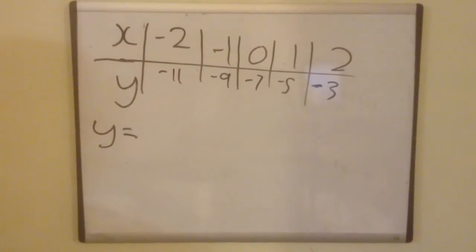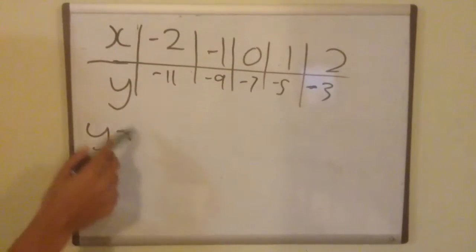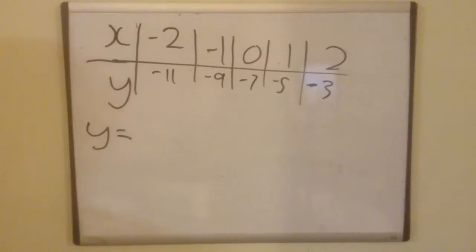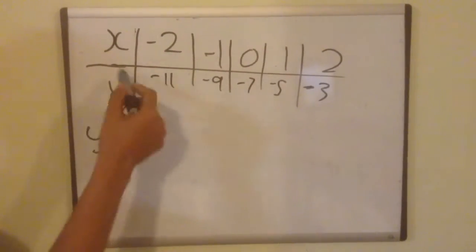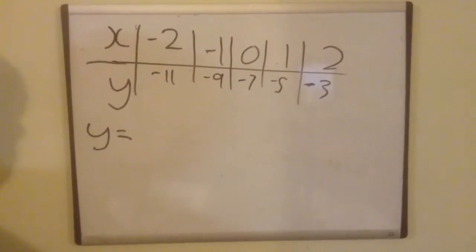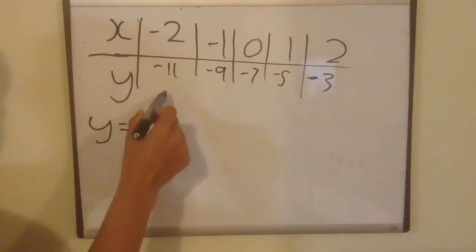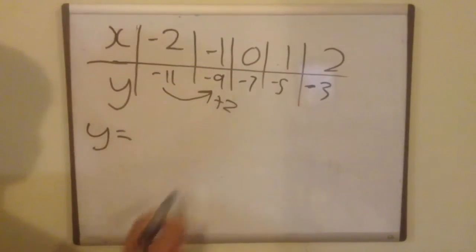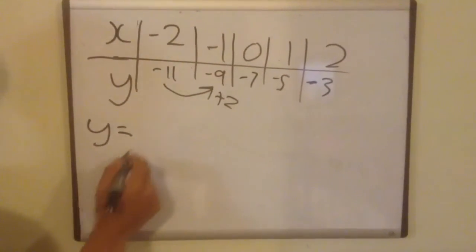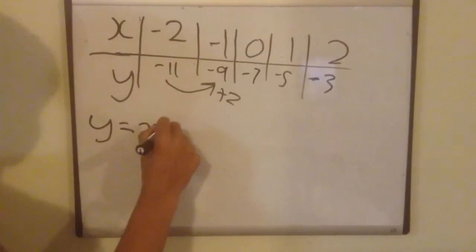But before we attempt anything within the equation y equals, we'll always check to see if there's something obvious between the y values and the x values. So, as we can see here in the y values, there is a jump by 2 each time, so plus 2. We'll note this down in the equation as 2x.